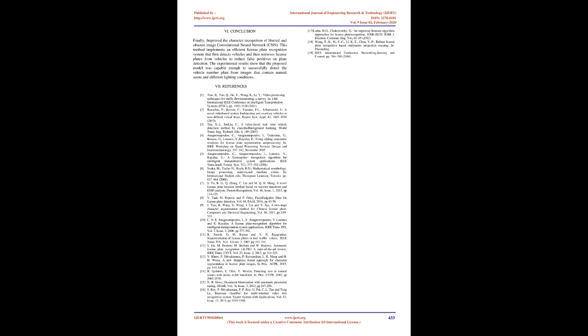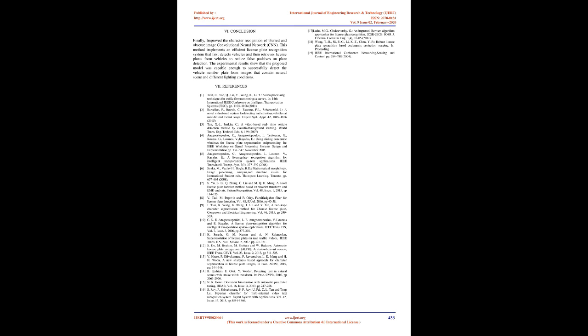V. Experimental results. Existing method results. 1. Vehicle plate of car. 6. Conclusion. Finally, improved the character recognition of blurred and obscure images using a convolutional neural network, CNN.